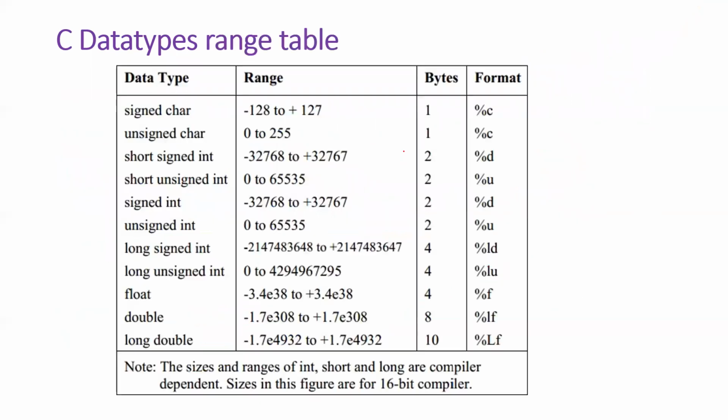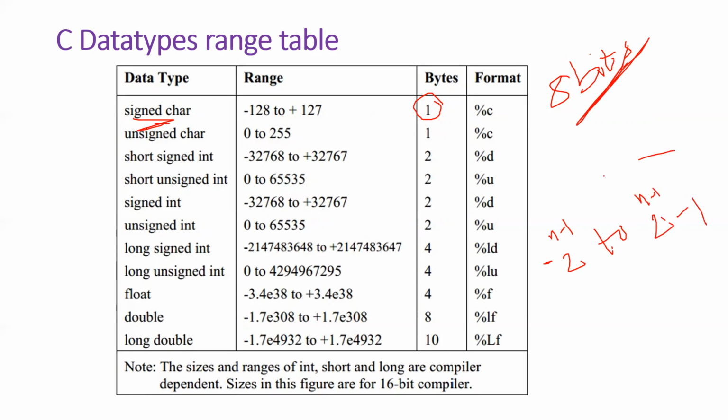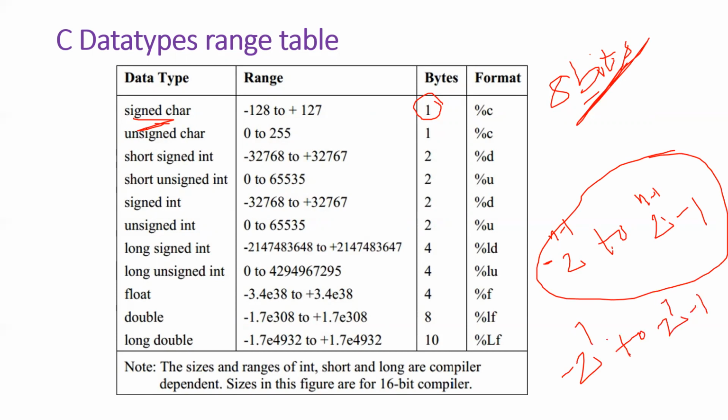And the next thing is the range of data types. What do the ranges mean? The signed character takes 1 byte of memory, which means 8 bits, right? So generally the range of values that we can store is minus 2 to the power n minus 1 to 2 to the power n minus 1, minus 1. This is the range, where n represents the number of bits. For 8 bits, it is minus 2 to the power 7 to 2 to the power 7 minus 1. As you can see, minus 128 to 127.